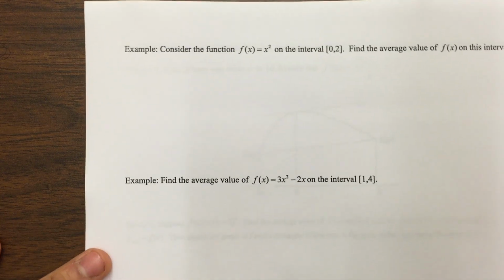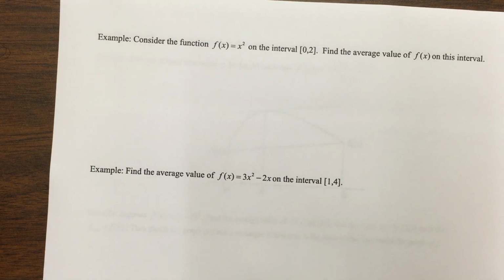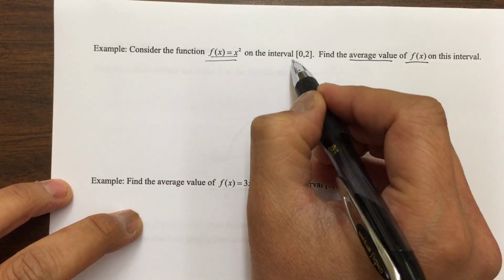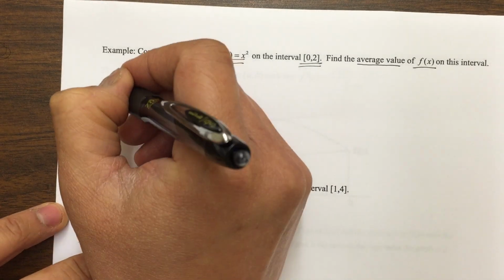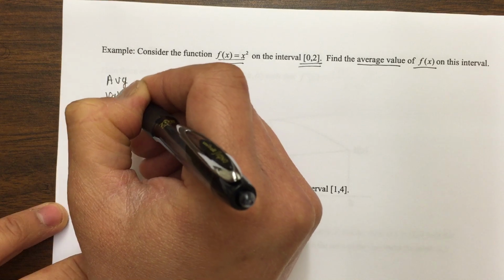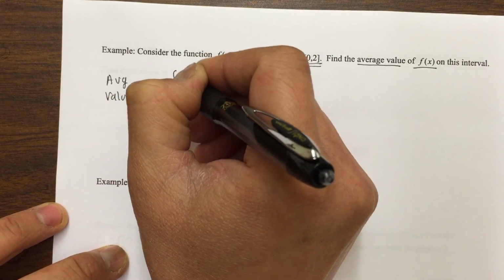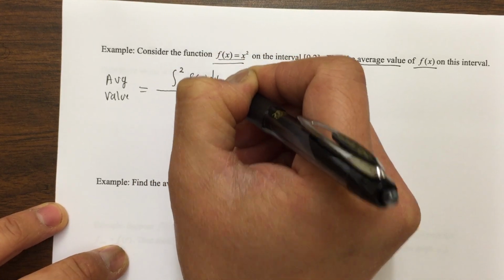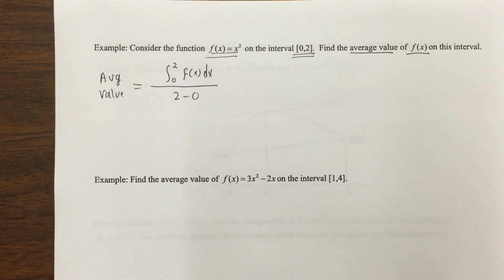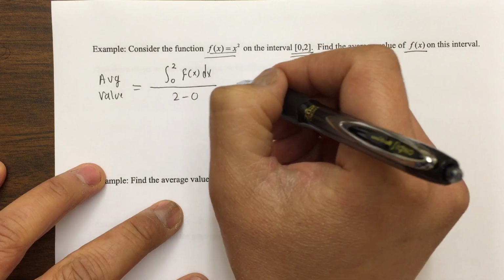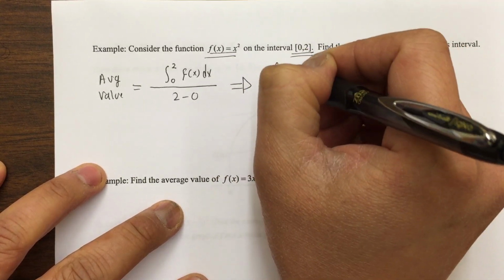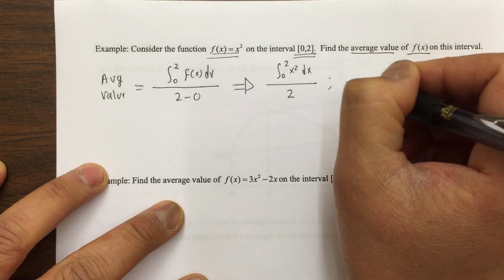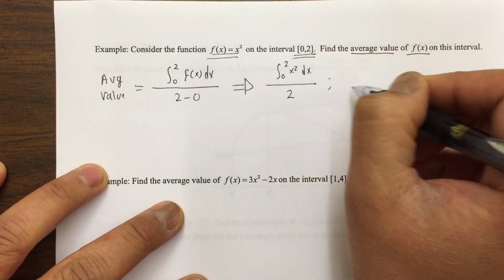All right, so let's review how to find the average value of a function. I want you to find the average value of function f between 0 and 2. For average value, first of all, you need to know how to set it up. Here's the average value, which is the integral from 0 to 2 of function f over 2 minus 0. That's how we find the average value. So we go ahead and plug in what function f is, and that's just 2. And now we find what this integral equals.